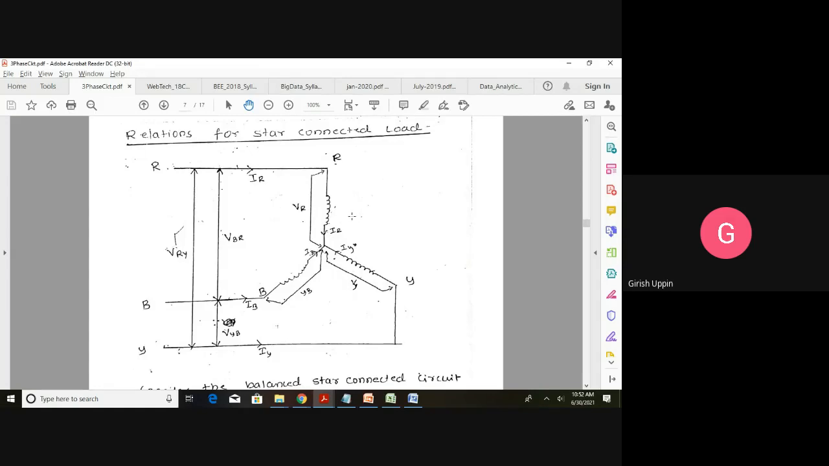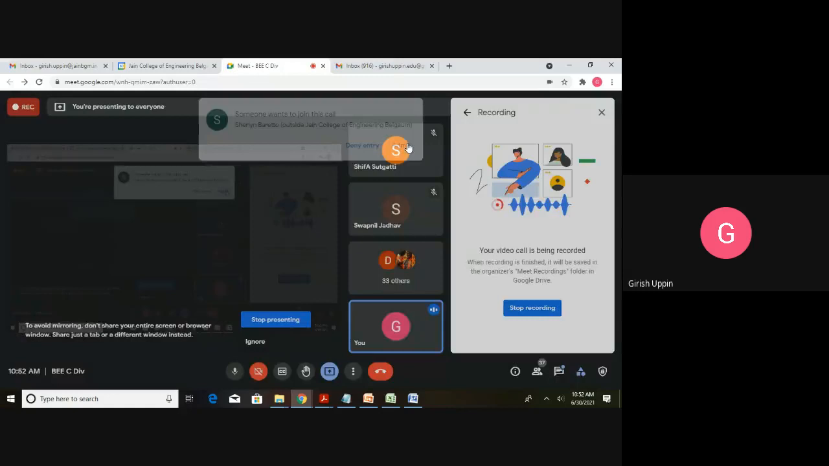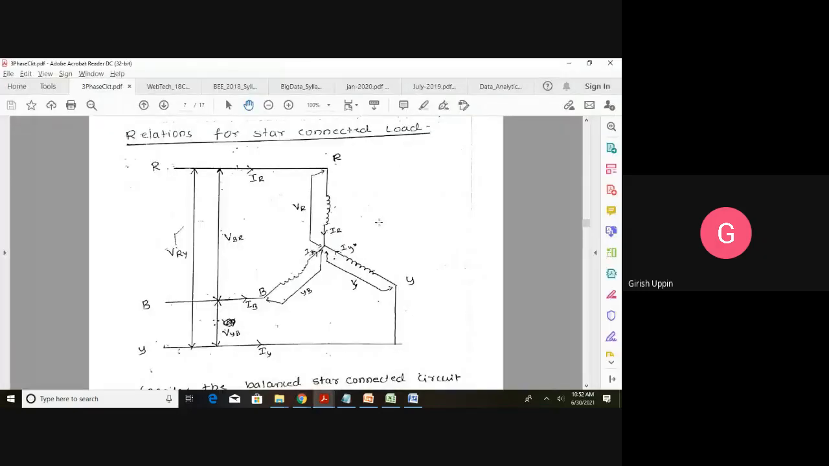Similarly, in case of a delta, we have to give a relation between the line entities and the phase entities. So what are the line entities? We have line voltage and line current. And what are the phase entities? Phase voltage and phase current. First, a simple understanding of a phase. We already talked about three sets of coils, R, Y, and B. Those are called the phases.